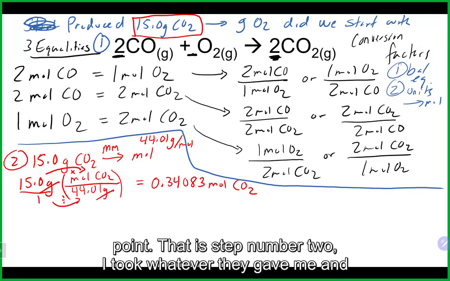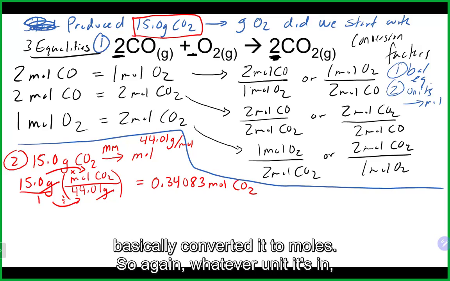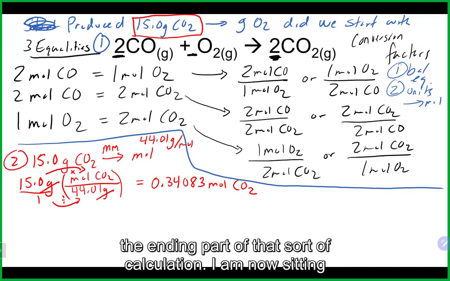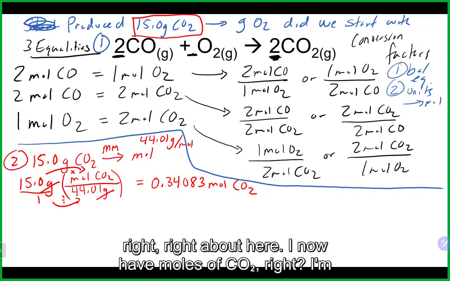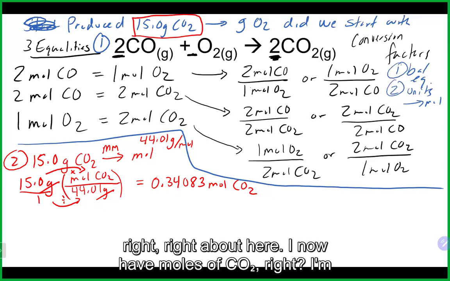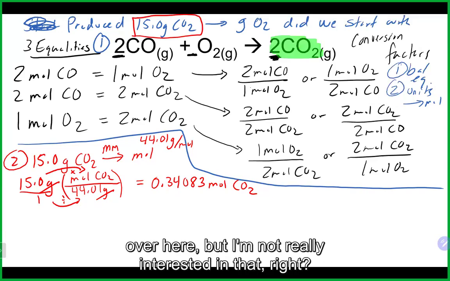That is step number 2. I took whatever they gave me and basically converted it to moles. So again, whatever unit it's in, you got to get it to grams, and then grams to moles is sort of the ending part of that calculation. I am now sitting right about here. I now have moles of CO2, right? I'm over here, but I'm not really interested in that, right?